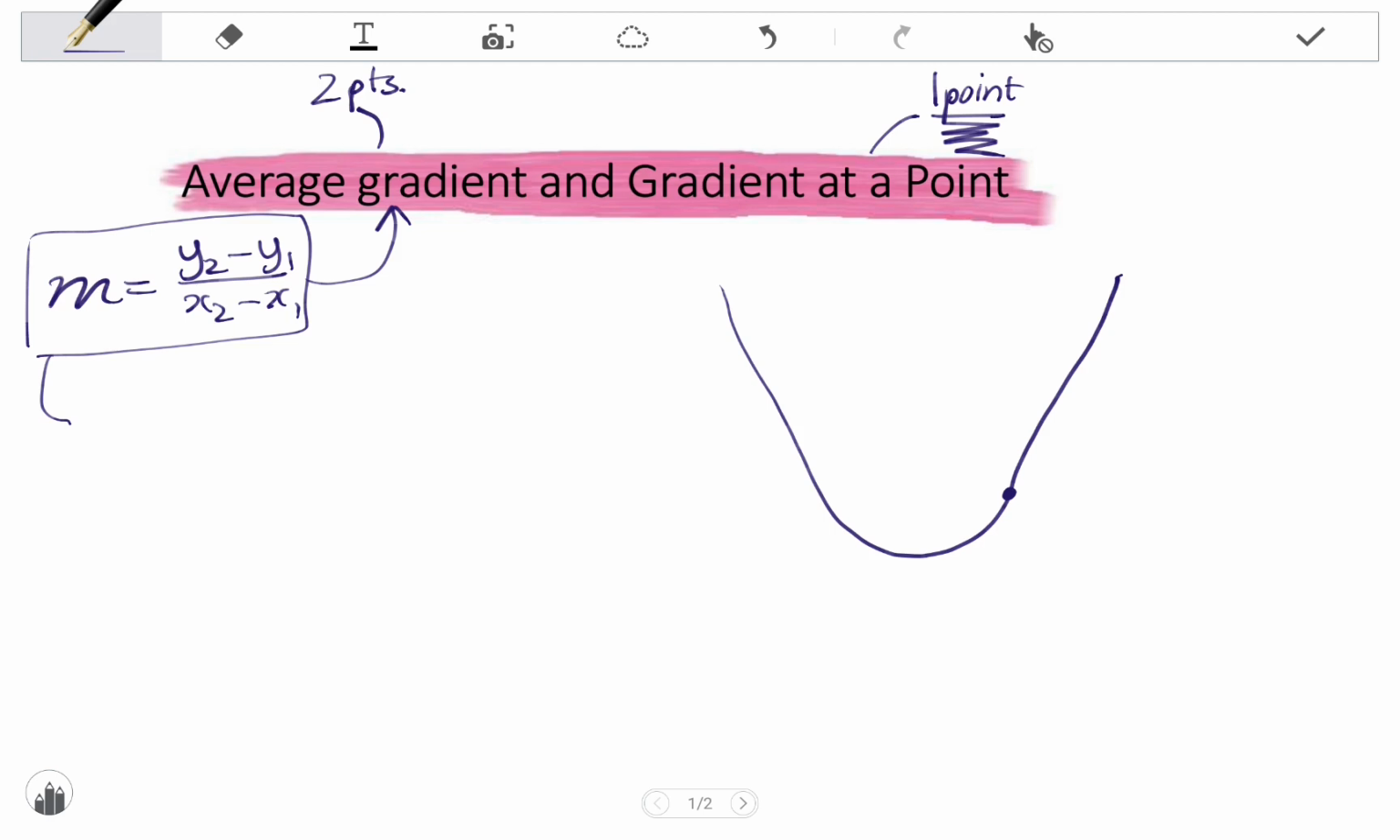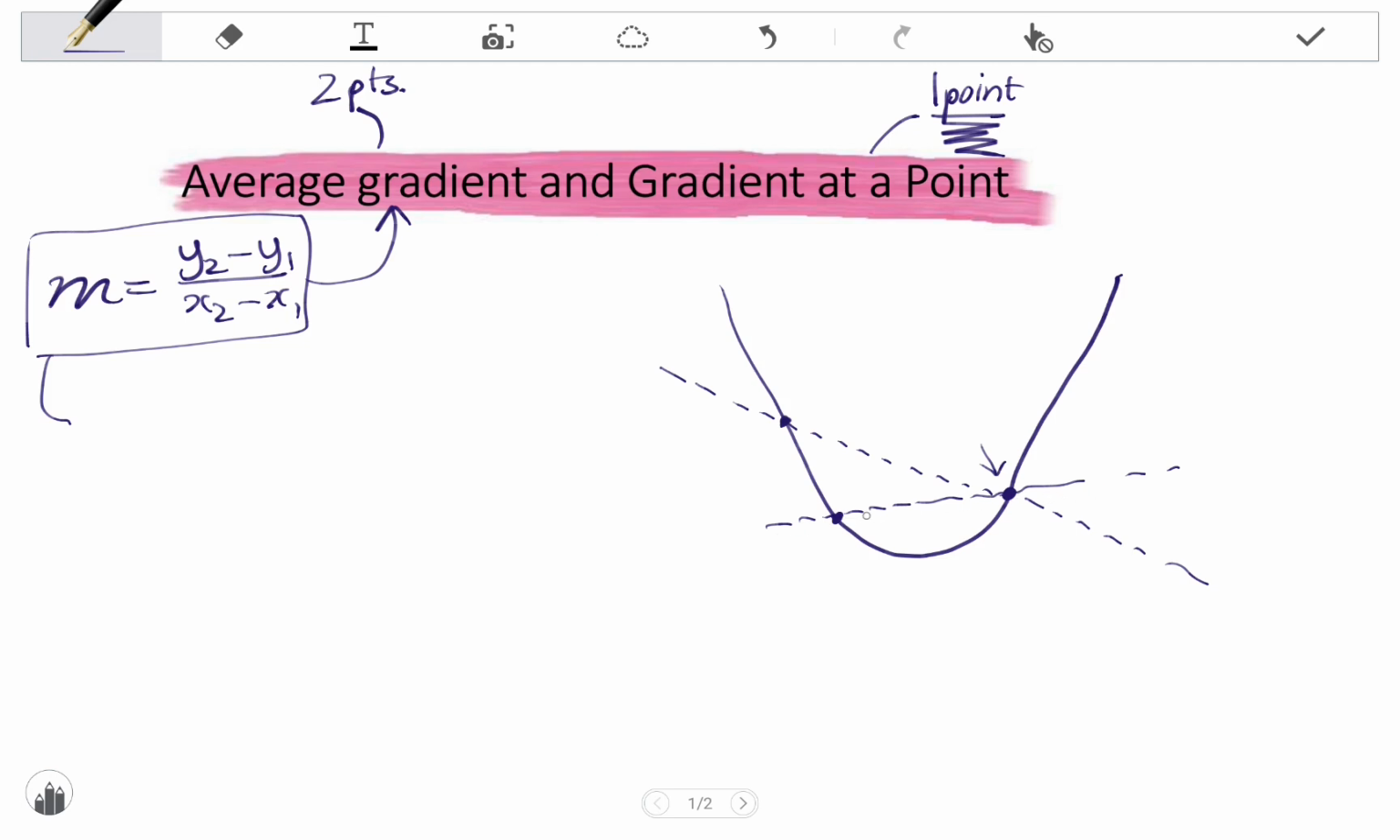Now, I can use average gradient and find a measurement of the gradient at that point. So I could pick that point and choose one other point on the parabola. I can calculate the average gradient of this parabola by using those 2 points. What I'm actually calculating is the gradient of the straight line that passes through those points. Now, while that might be an average gradient for the parabola, it's not accurate for this point that I'm interested in. So I might choose a point that is slightly closer along the parabola to the point that I'm interested in. And I can work out the average gradient.